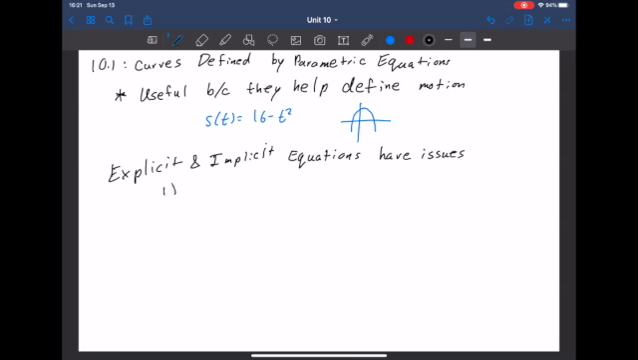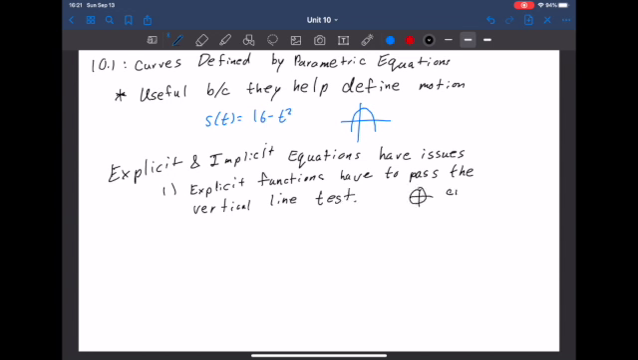So one of the issues would be that explicit functions, like the one above, have to pass the vertical line test to do everything we want to do with them, right? We can't have a function that is a circle, right? So circles are out. Circular motion, out.